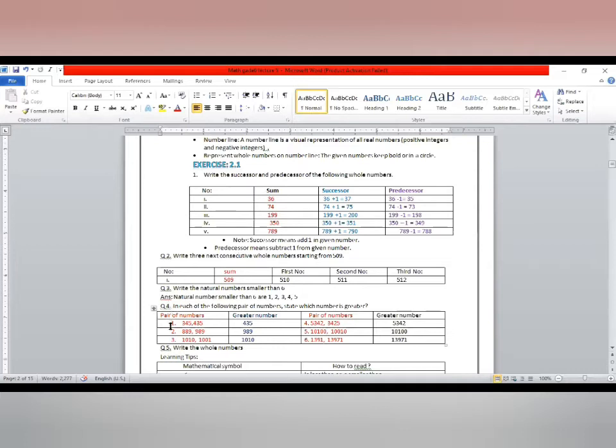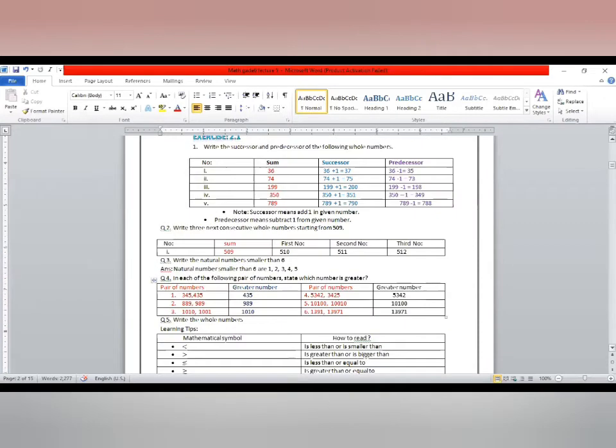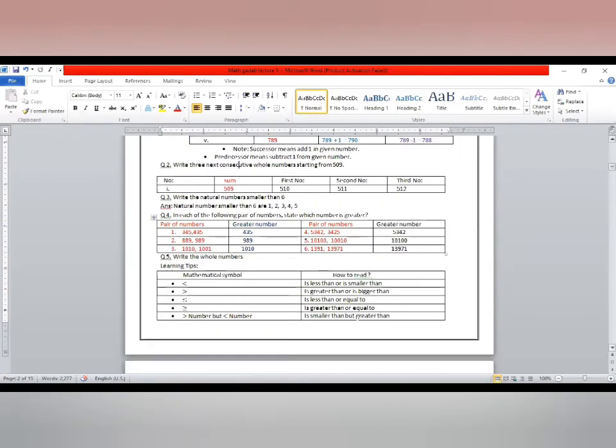Dear students, in question number 4, in each of the following pairs of numbers, state which number is greater. This is also your previous practice in your class 5. We have to identify from this pair which number is the greater number: 435. From this pair, the greater number is 989. From here, 1010. From this pair, the greatest number is 5342. Dear student, from the fifth, the greatest number is 10,100. From this pair, 1,300 and 13,971.